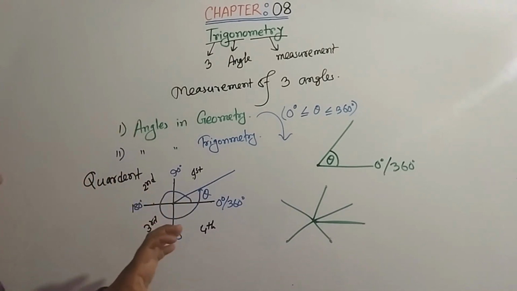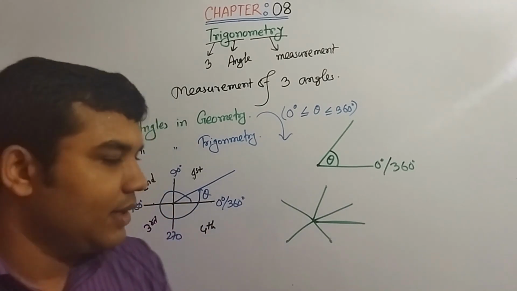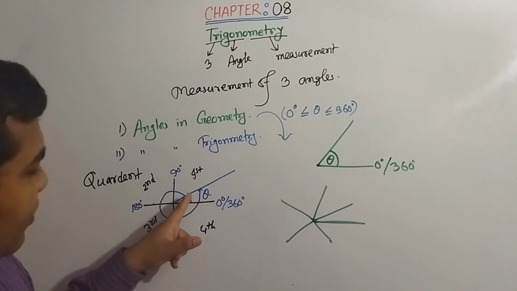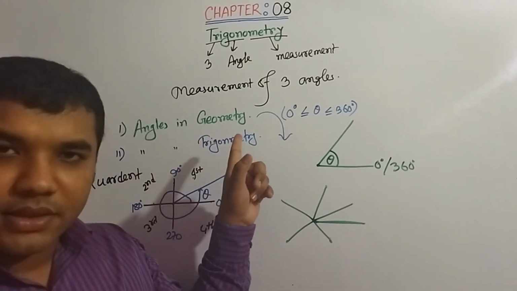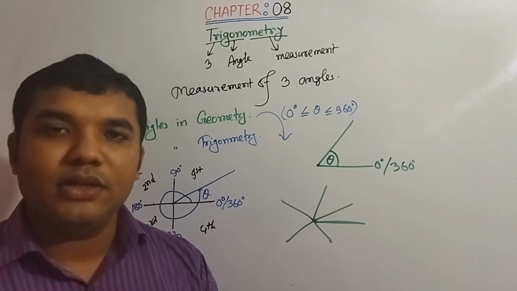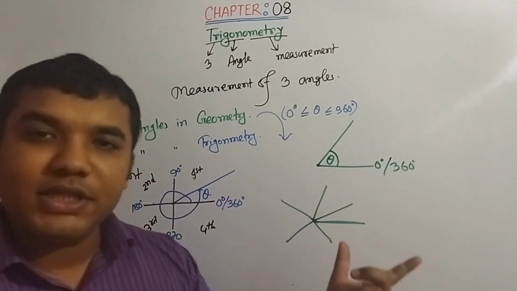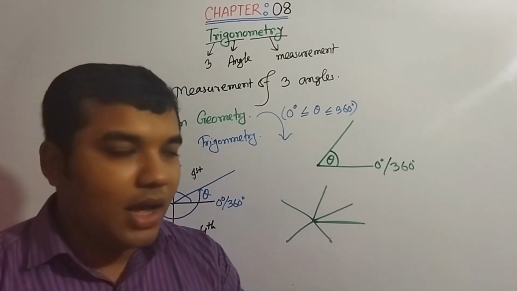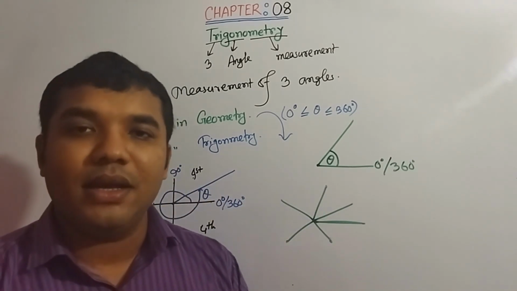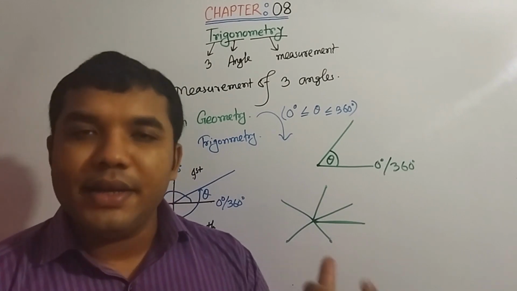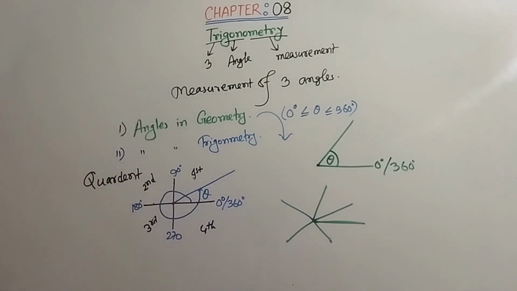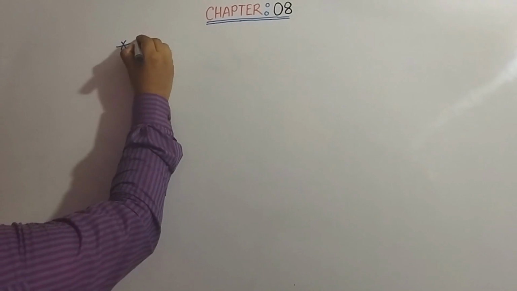So here one question may arise in your mind, that we are starting from here and going this way, isn't it? This is the very important thing to understand the two types of angle, one is positive and another is negative angle. So now our discussion topic is positive and negative angle.